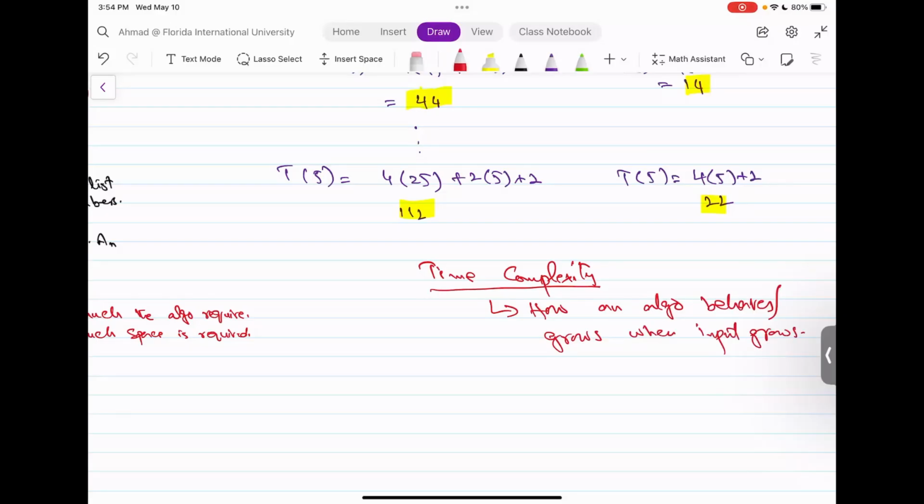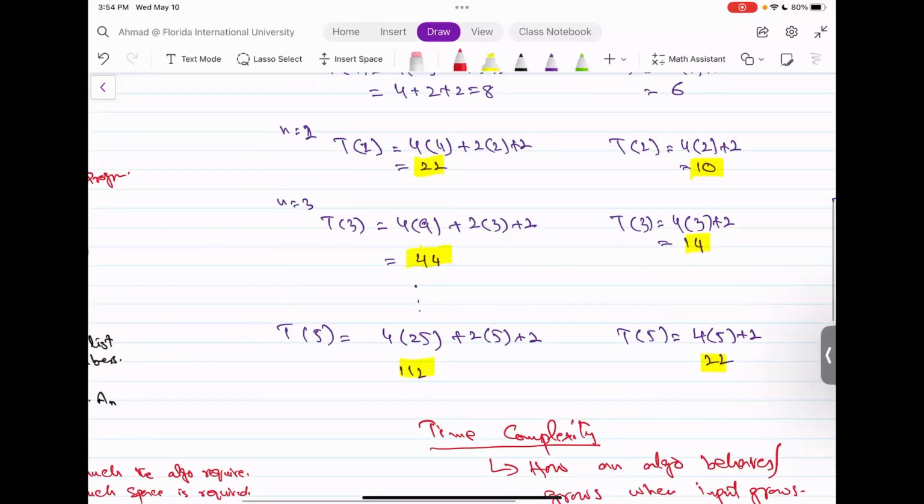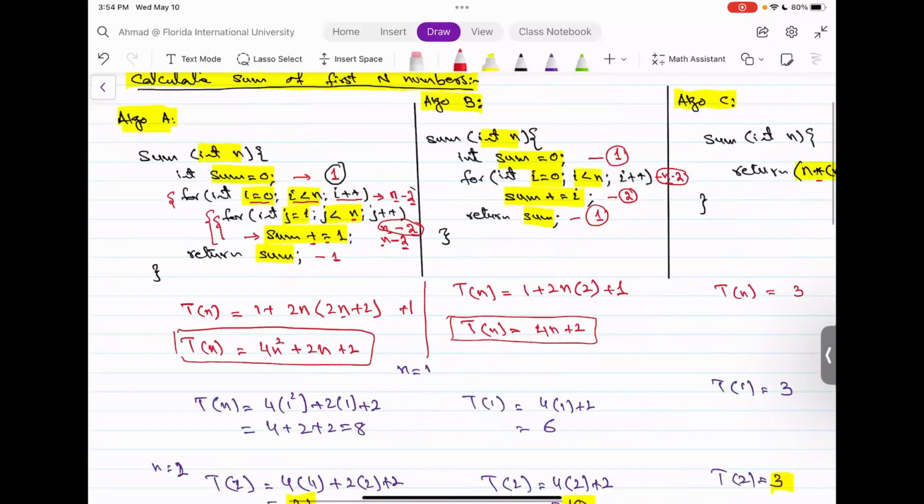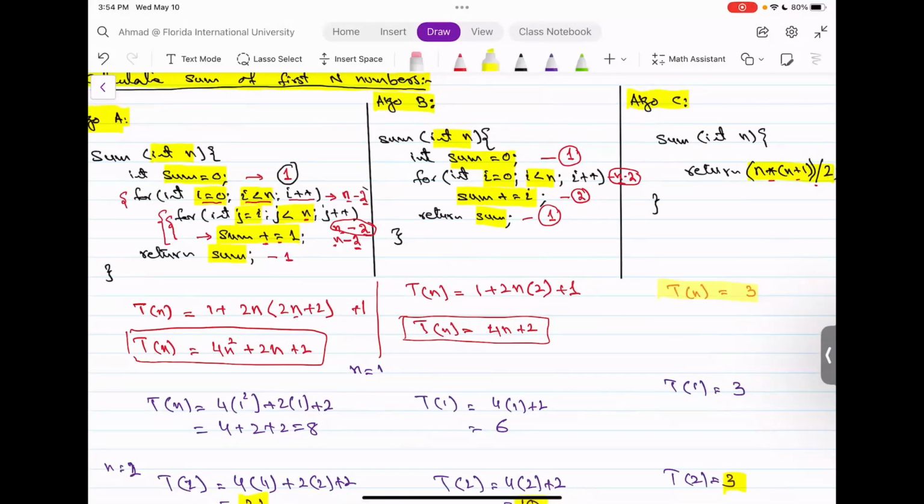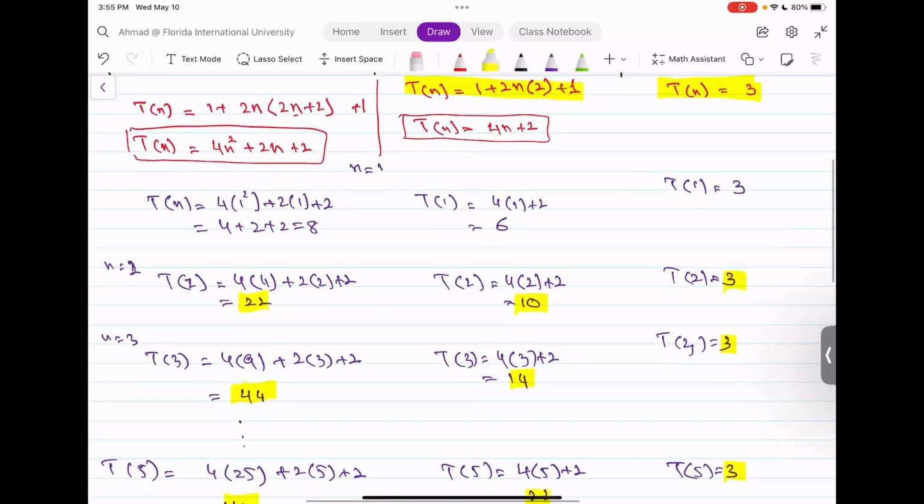So this is the important study. Based on that, we will decide which algorithm is better. Right now, for these three algorithms, we can simply say that this algorithm is best because it never grows. No matter what the input size is, it does not grow. This is the second best algorithm. Why? Because it grows, but its growth is not rapid. It grows with some margin. But this algorithm is not really good because it grows exponentially.